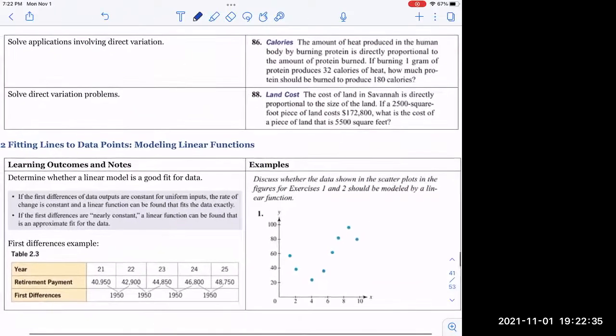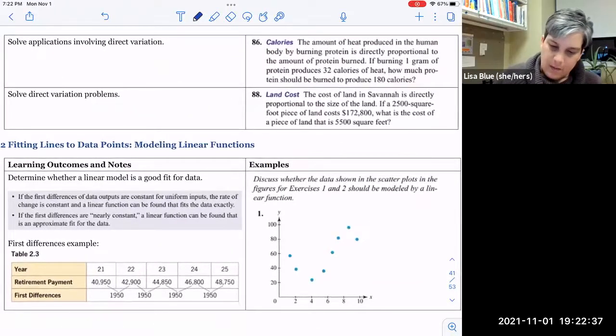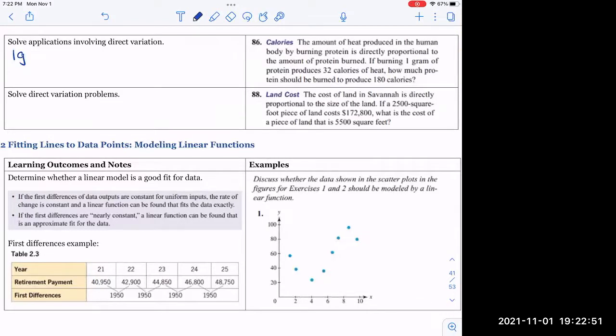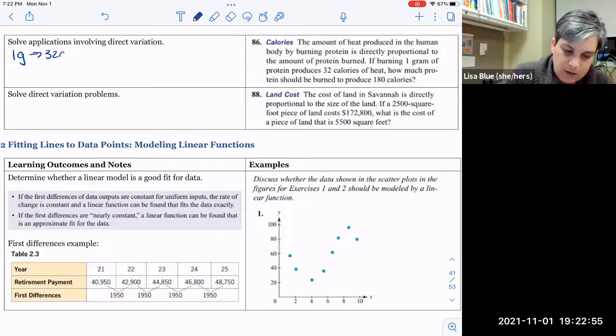41. Okay, the amount of heat produced in the human body by burning protein is directly proportional to the amount of protein burned. If burning 1 gram of protein produces 32 calories of heat, how much protein should be burned to produce 180 calories?